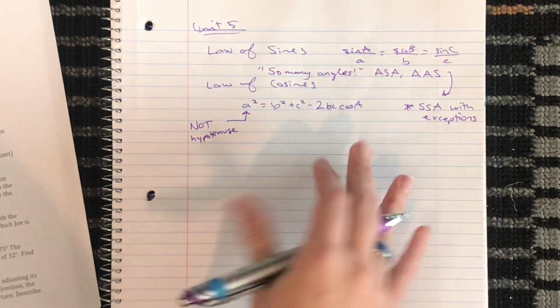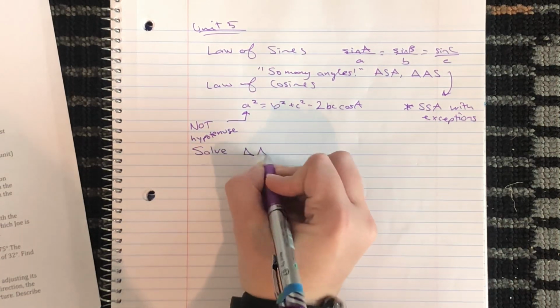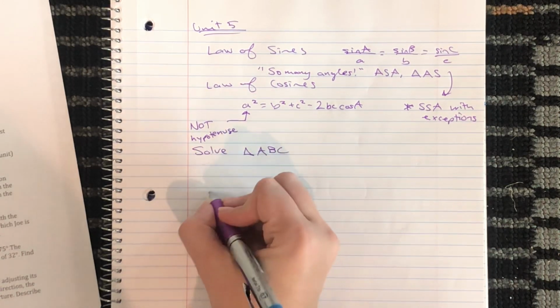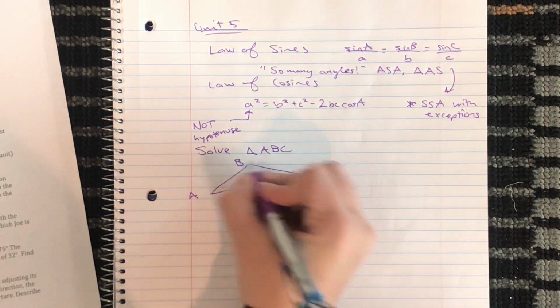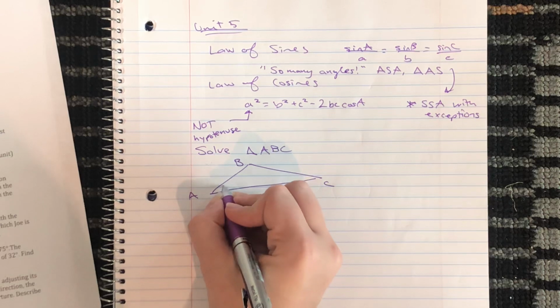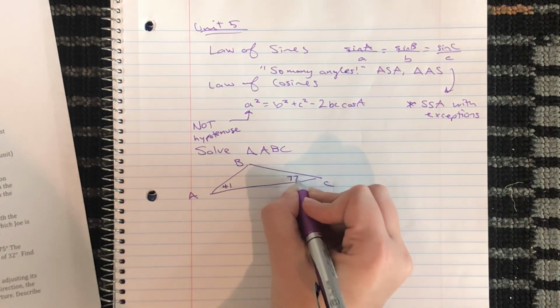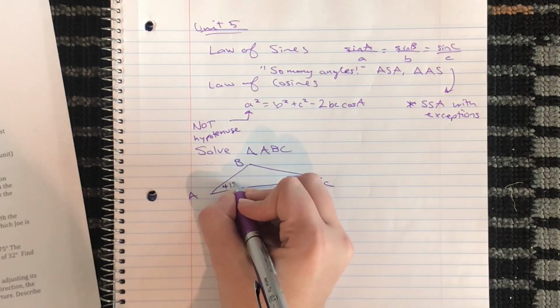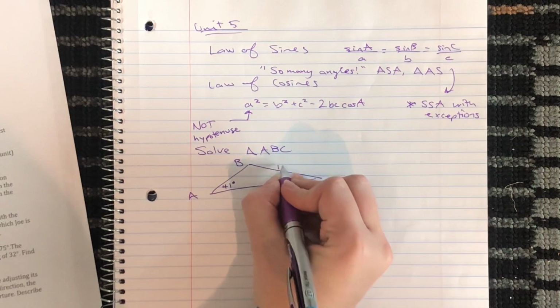All right, let's do one or two of these real quick. It says solve triangle ABC given. So I'm going to draw myself a nice not right triangle. Name this A, B, C. A is 41 degrees. C is 77. I know my diagram doesn't look like that, but that's all right. And then side A is 10.5.